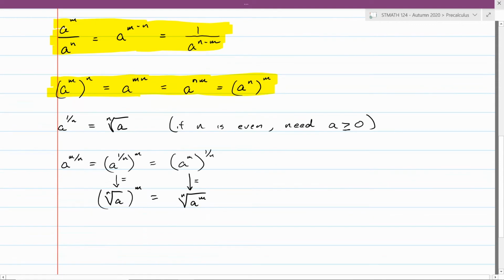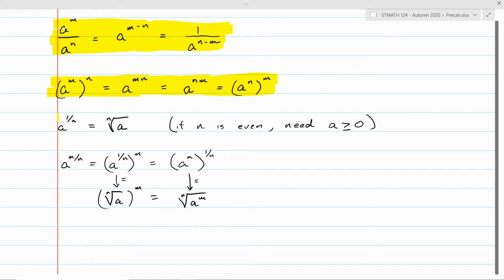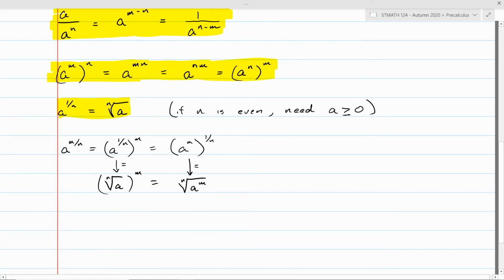And then you also run into fractional exponents sometimes. So the key thing to understand when you want to understand so-called rational exponents is a to the 1 over n means the same thing as the nth root of a. And of course we understand that when n is even, we need that the number that's inside the radical has to be non-negative. So a has to be bigger than or equal to 0 when n is even. But if n is odd, a can be whatever number in the world.